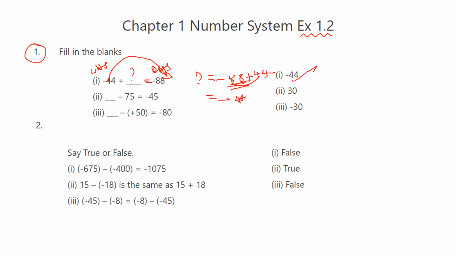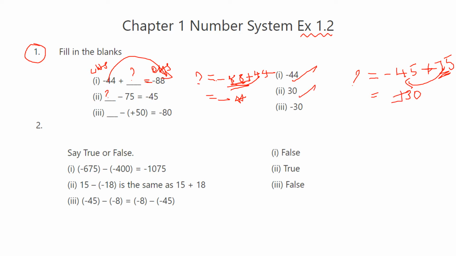Next one, question mark minus 75 equal to minus 45. So question mark equals, given minus 45, that LHS minus 75 will come to the right hand side as plus 75. Here also 1 minus 1 plus. First subtract the numbers, 75 minus 45, 30. Here the greater number sign is plus. So write plus 30.